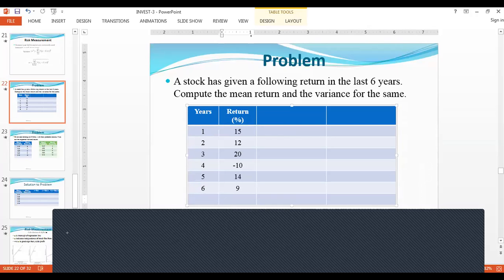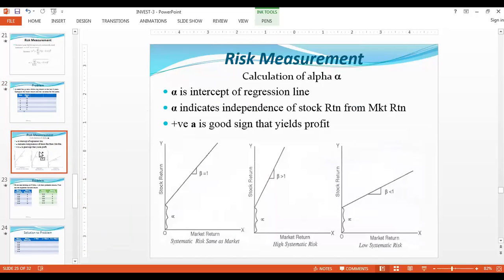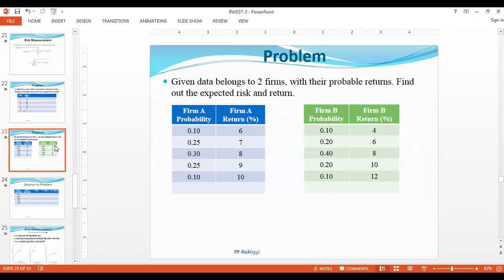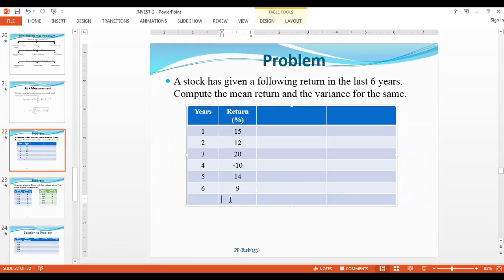Okay, so what is your R? What is your mean return? 10. So your R basically is 10, right? What is your R? Mean return R is equal to 10, right? Yes, sir.